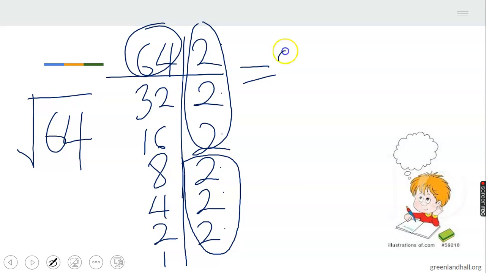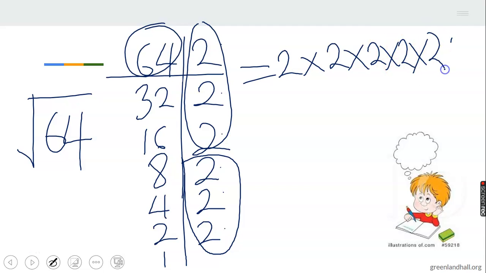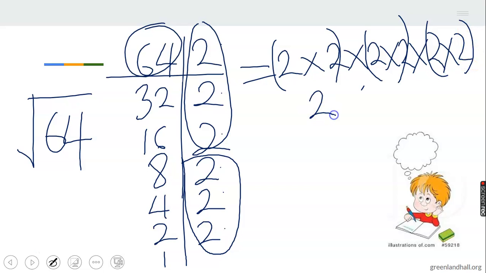We can just write 2 times 2 times 2 times 2 times 2 times 2. 1, 2, 3, 4, 5, 6. Beautiful. Then we group 1, 2, 1, 2, 1, 2. Remember, you pick out 1 here, 2. You pick out 1 here, 2. You also pick out 1 here, 2. Then by the time you sum this, it gives you 8.